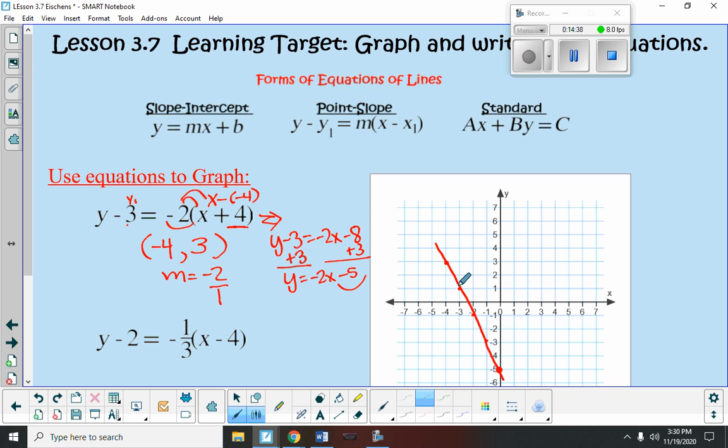All right, let's do one more here. So your point, your x1 would be a +4, your y1 would be a +2, and your slope is -1/3. So that means either down 1 to the right 3 or up 1 to the left 3. So we go over 4 up to 2, 4, 2, and then down 1 over 3 or up 1 back 3. Okay, and then that line would look like that.